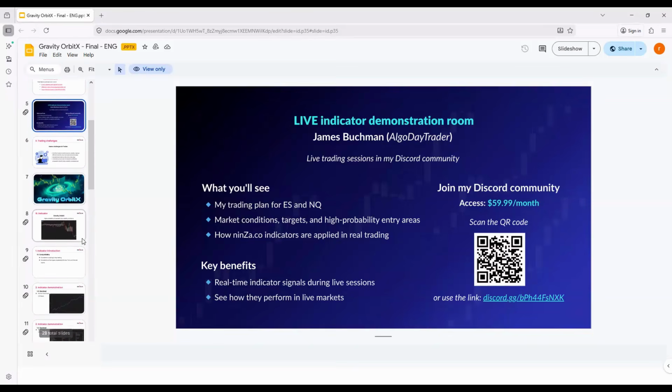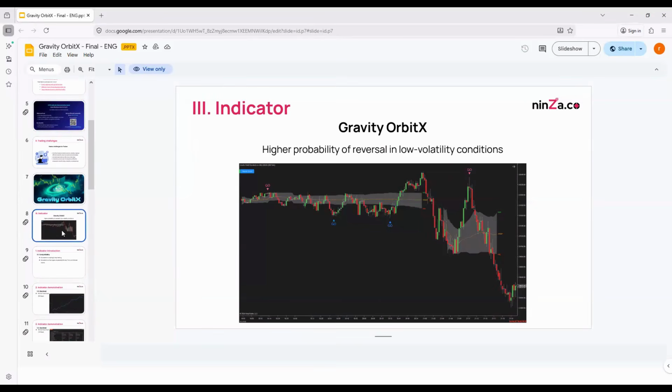All right, let's talk about Gravity Orbit X, what it does, its features, and how it can help us in our trading. First of all, we have to discuss different market conditions to really appreciate what it does. There are bullish and bearish conditions. There are also trending conditions with strong momentum. And then there are range bound, sideways, low volatility conditions, right?